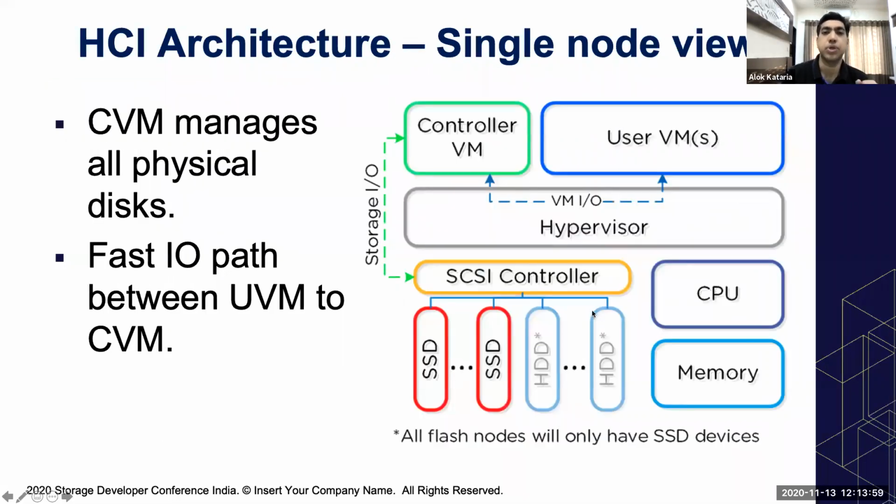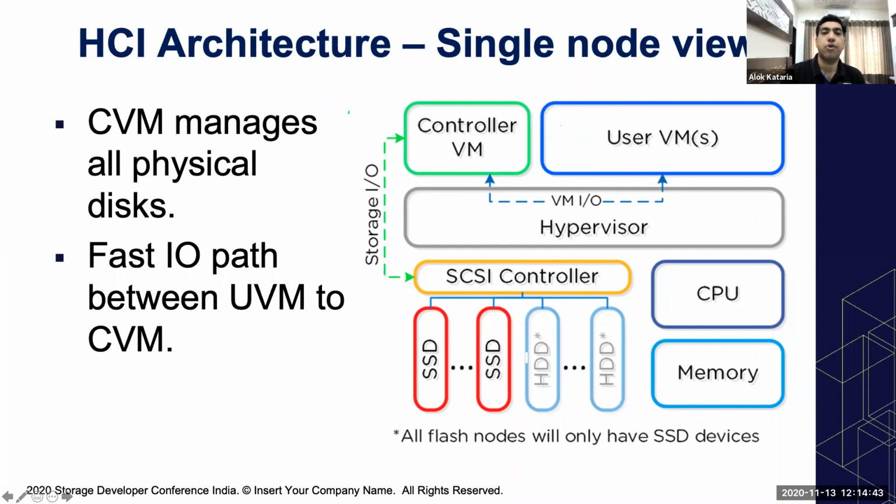Let's dive in and look at the storage data path on a single node. All the local attached storage, be it SSD, HDDs, or NVMe, if there was an NVMe controller on the node, is directly passed through to the controller VM. We have user VMs which are co-located on the same node, running on the same hypervisor. Any user IO that is generated inside the user VM travels on this fast VM IO path to the controller VM, and the controller VM eventually writes it to the local media as well as communicates with the remote Stargate, a remote controller VM, to replicate it on remote nodes.